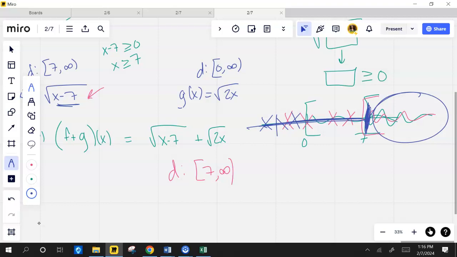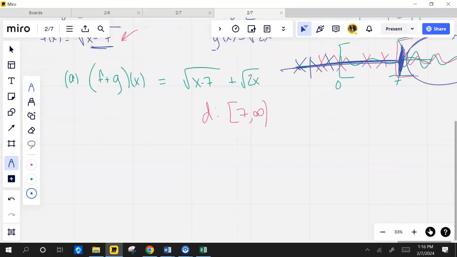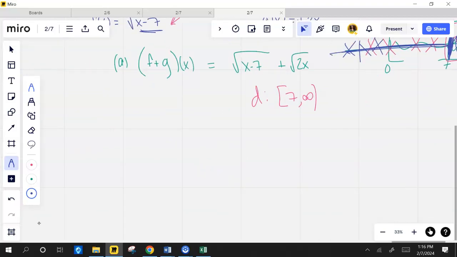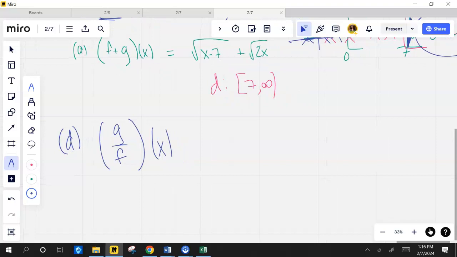I do want to look at D because I want to show you what happens here. Yes, it's very similar, but it's a little bit different. I'll show you. D, and then I'm going to come back to C. If I divide them, so I do the square root of 2x over the square root of x minus 7, I've suddenly got myself into that other situation that can't happen.